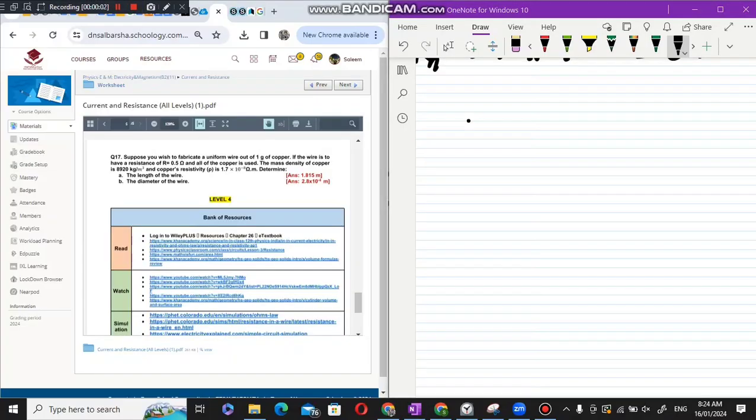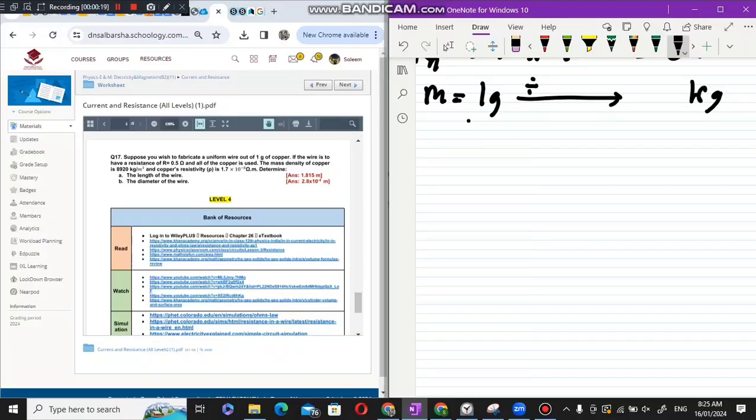So this question is saying the following: suppose that you wish to fabricate a uniform wire out of 1 gram of copper. So they give us that the mass of the copper is 1 gram, and we know that the SI unit for mass is kilograms. To change from grams to kilograms, you either divide by 1000 or multiply by 10 power minus 3, which is basically the same thing. So we'll have 1 times 10 power minus 3 kilograms.